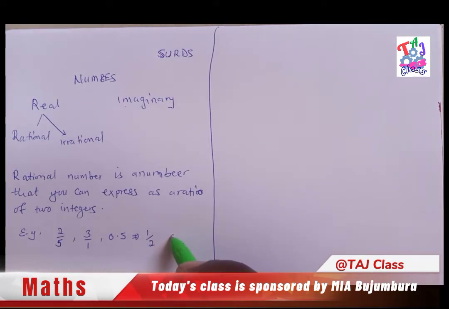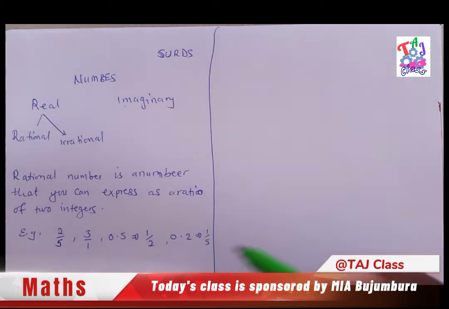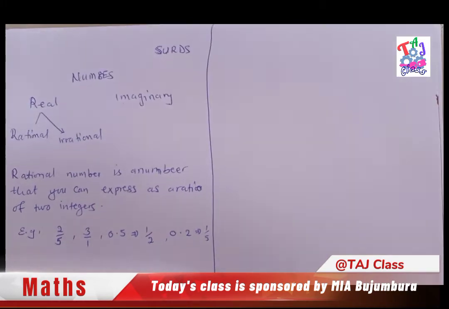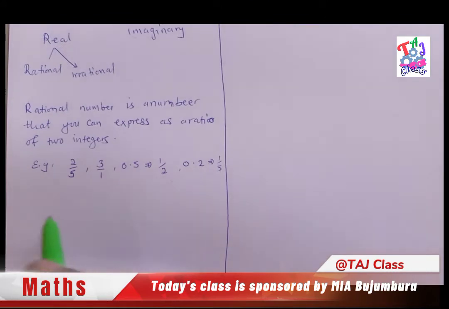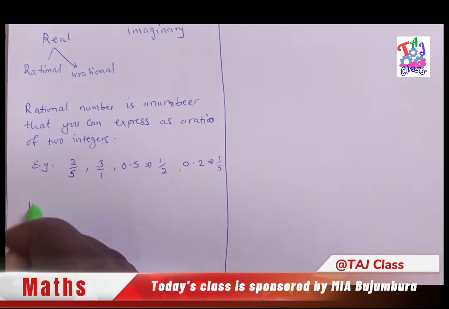Then 0.2 is also a rational number. It can be expressed as 1 out of 5. So those are some of the examples of rational numbers. Okay, now how about irrational numbers?